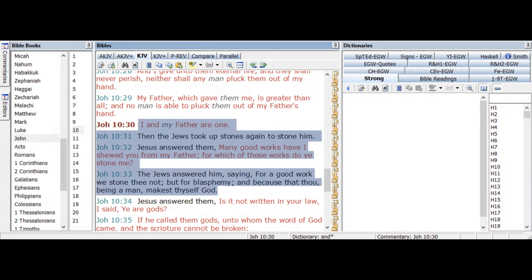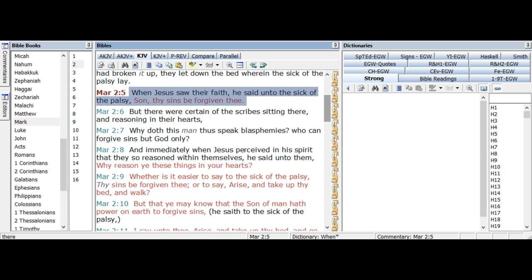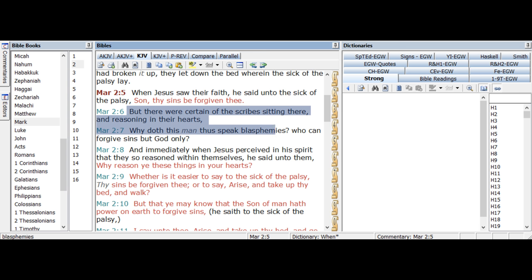Now, let's go to Mark 2, verses 5 through 7. Jesus Christ is talking to the multitude, and he was about to heal someone who is sick of the palsy. Check this out. When Jesus saw their faith, he said unto the sick of the palsy, son, thy sins be forgiven thee. But there were certain of the scribes sitting there and reasoning in their hearts, why doth this man speak blasphemies? Who can forgive sins but God only?